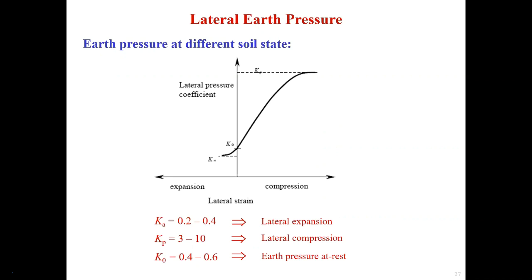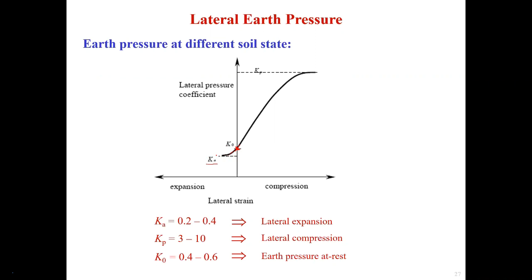If we move the wall away from the soil, that's an important diagram. Originally, normally the soil is in the K0 state, right? Because it's in the equilibrium state. If it's intact soil and the wall doesn't move at all, then it will be in the K0 state. If we move the wall away from the soil, what we see is that K would gradually reduce because you just relieve the pressure. Eventually it will reduce and hit a constant value. That constant value is Ka, and it will never change again.